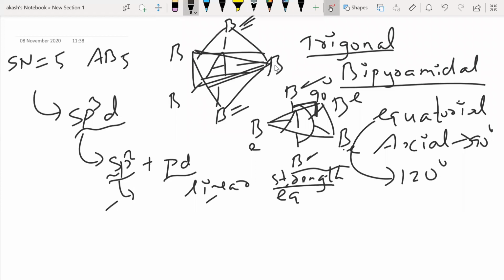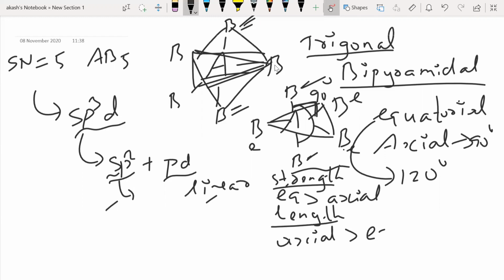If you talk about the strength of the bond, equatorial bonds are stronger than the axial bonds, right? So obviously, if I talk about the bond lengths, you can easily predict it. I can say that the axial bonds are longer than the equatorial bonds because equatorial bonds are stronger, axial bonds are weaker. So this we need to know. There are going to be two different bond lengths, two different bond angles. Equatorial bonds are stronger, so their bonds are shorter, and the equatorial bonds are going to have a bond angle of 120 degrees, and axial bonds are going to have a bond angle of 90 degrees.